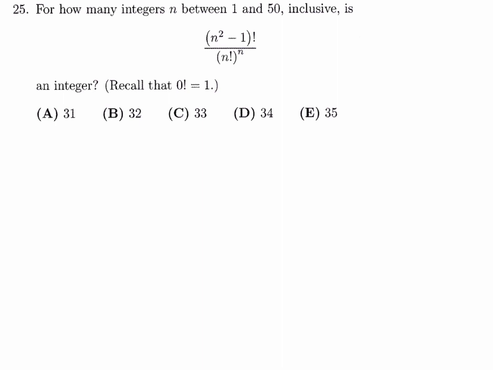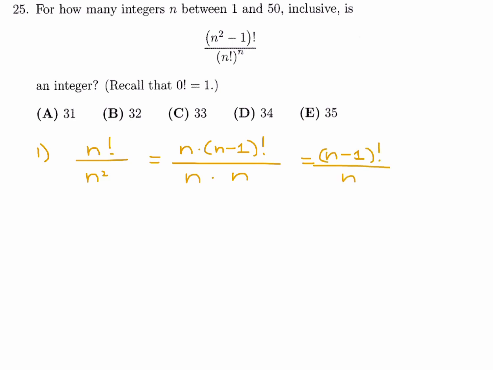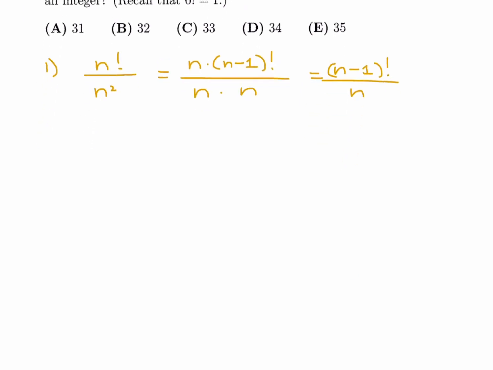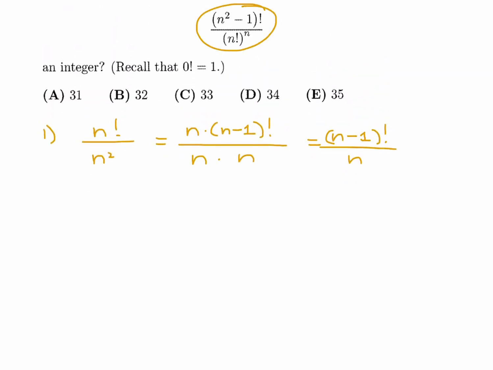Before I dive into this, I just want to mention, if you had n factorial over, say, n squared, you could write this as n times (n minus 1) factorial, and then the bottom you can break up into n times n. These two n's would cancel, and it would leave you with just (n minus 1) factorial over n. So with that in mind, now let's tackle this guy.